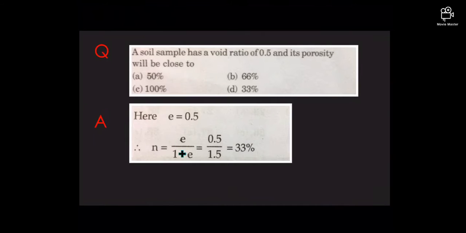A soil sample has a void ratio of 0.5 and its porosity will be close to what? So here we have to consider the equation n, which is the porosity, is equal to e by 1 plus e. e is 0.5 and 1 plus e is 1.5. So n we are getting as 33%. The correct option is D.